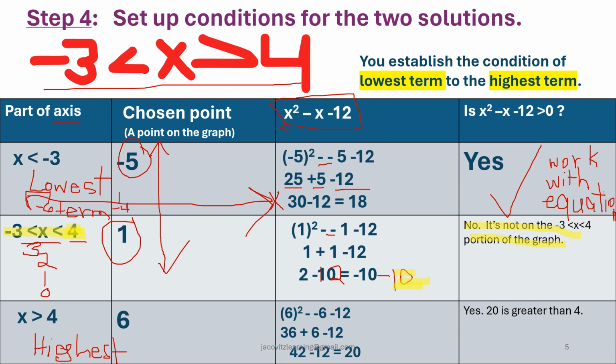So x is greater than 4. So let's take 6. When we take 6, we do 6 squared, we get 36. We get plus 6 minus 12. 36 and 6 is 42, minus 12 is 20. 20 is greater than negative 4. So it's on the graph. So you're okay.